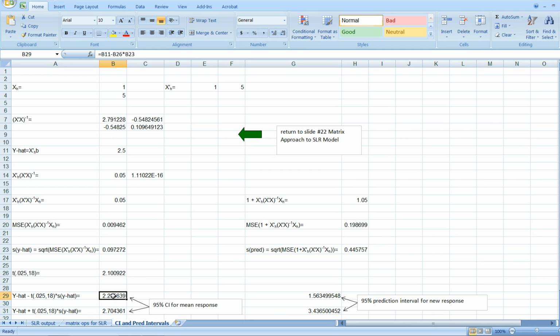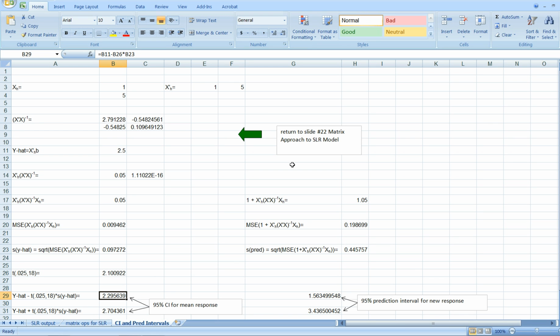So we do the arithmetic. We subtract from 2.5 the 2.100, which is the t-value, times the 0.0972, which is the standard error of the estimate in this case. And then we add it. Notice the 95% confidence interval. We have a point estimate for y hat of 2.5, but we're 95% confident that the mean response for students who score a 5 on the admissions test is going to be somewhere between 2.29, 2.30 basically, and 2.70.